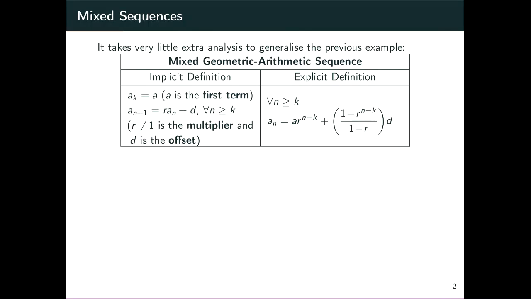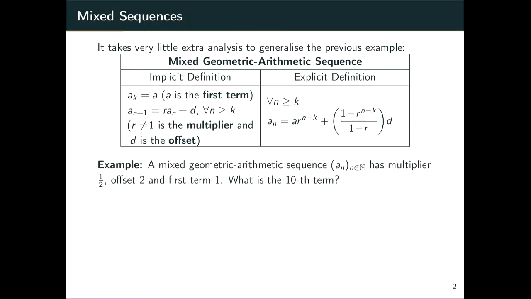And I guess the thing to notice here is this is just the geometric component, and then this is a sum, so it's a geometric series sum. That's all that's happening there. Okay, so let's just work through an example if I just give you the numbers.